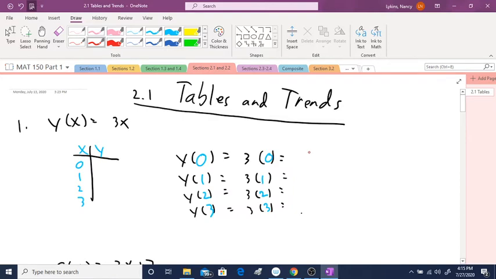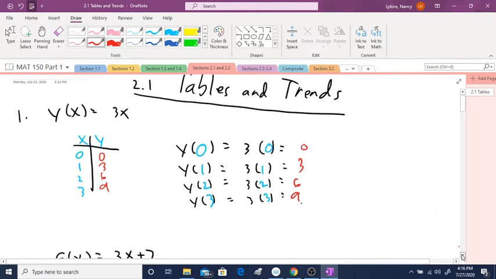Well, 3 times 0 is 0. 3 times 1 is 3. 3 times 2 is 6. 3 times 3 is 9. So this is what this means. Before, we've given you some data points, but now we're going to start looking at formulas and equations.